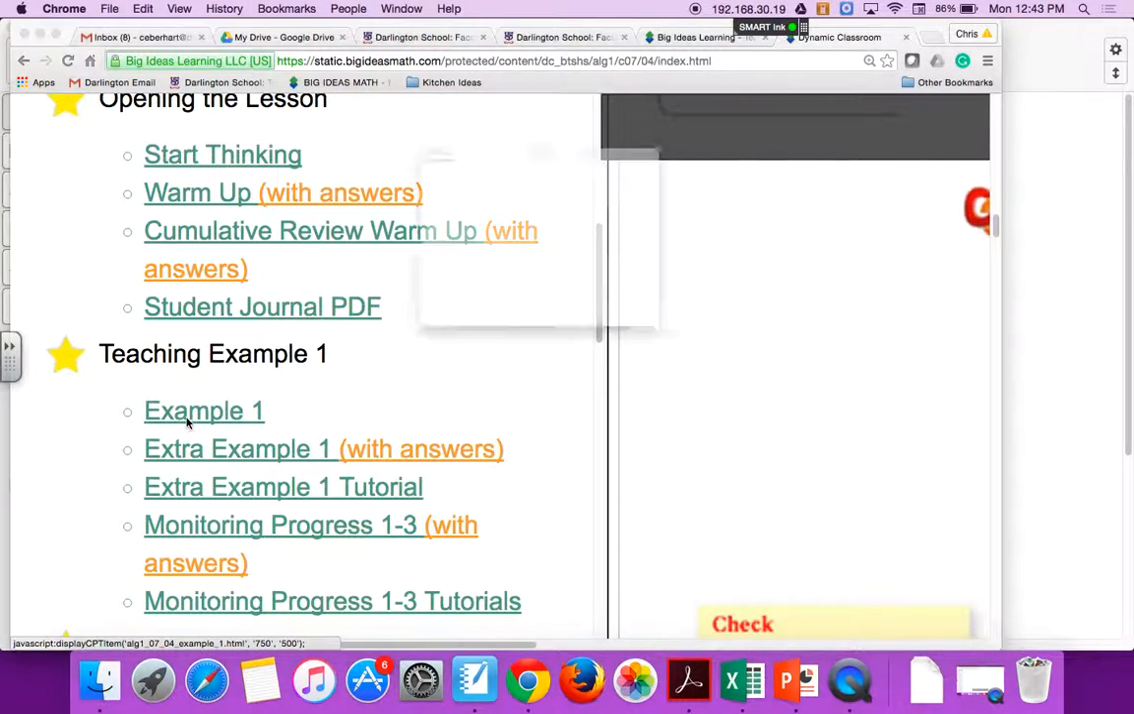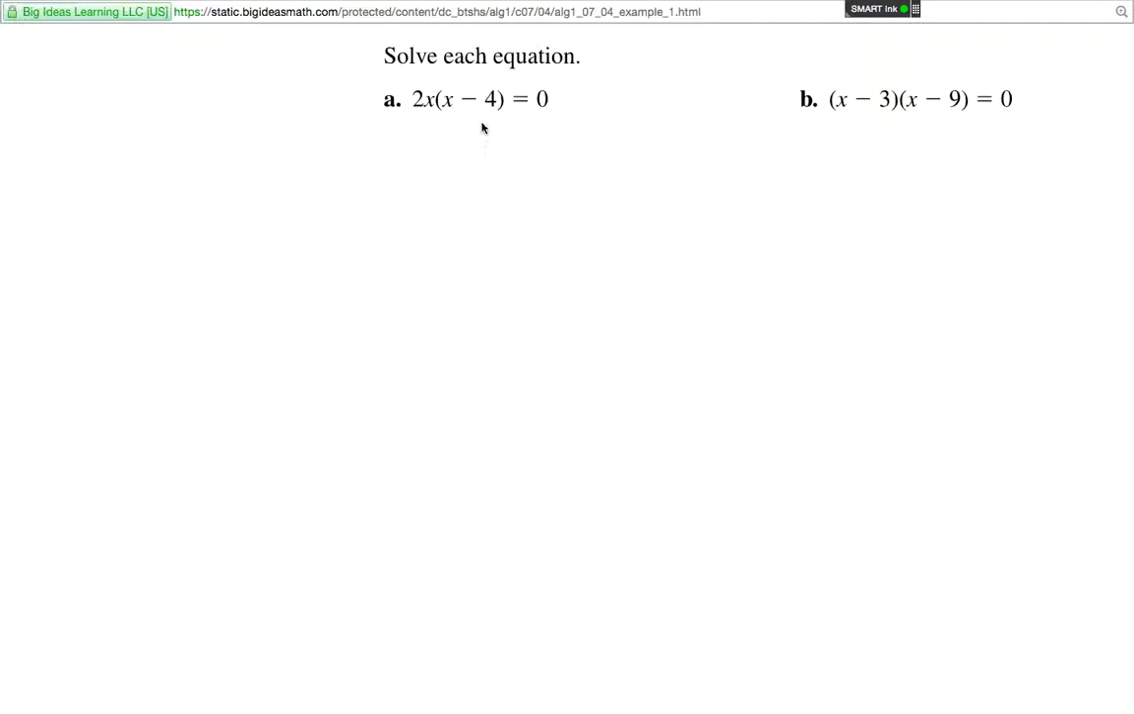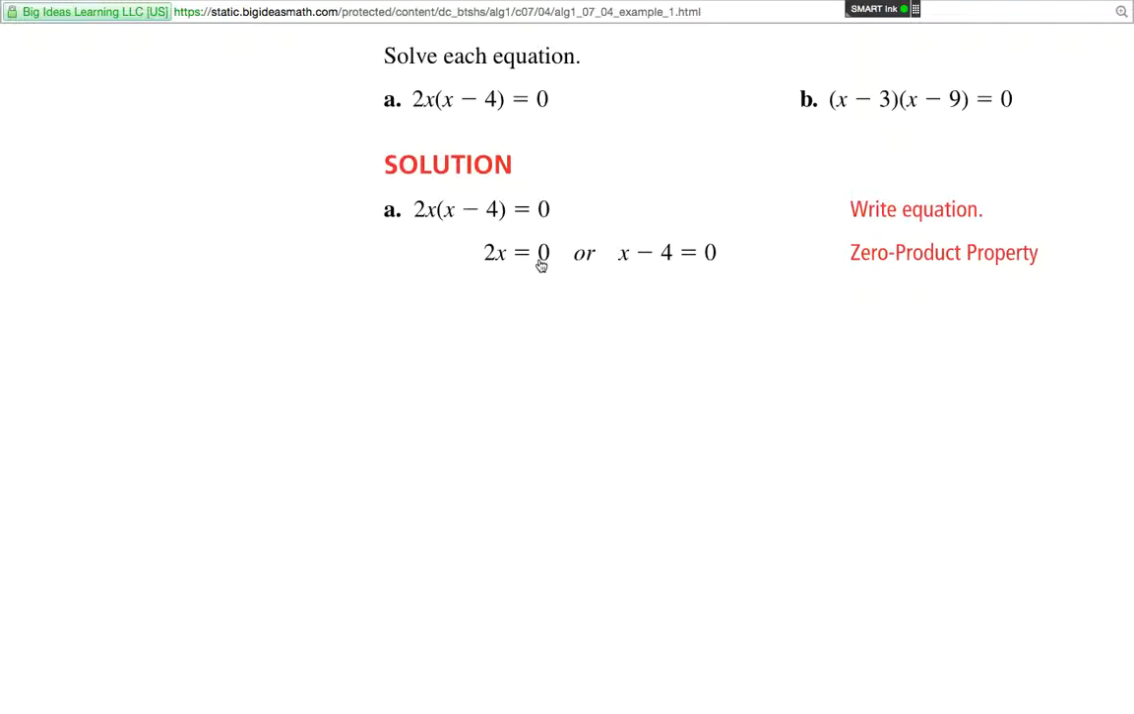First example, example 1, solve the equation here. They took this binomial and this monomial and they're multiplying them together, and setting the product equal to 0, with everything on one side and 0 on the other. Because this is a product, we can set each factor equal to 0. So you have 2x equals 0, and x minus 4 equals 0. Now go and solve them.